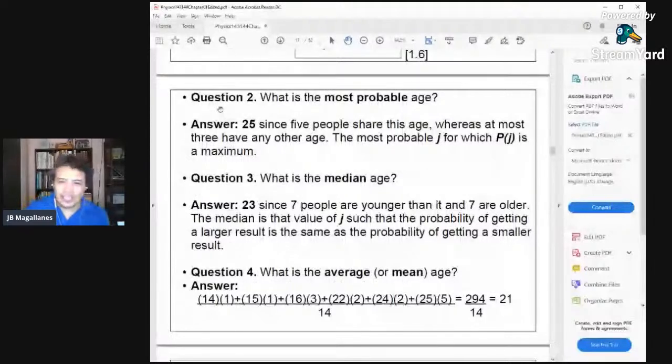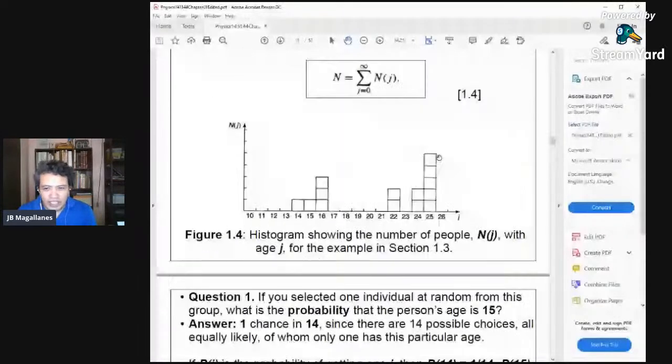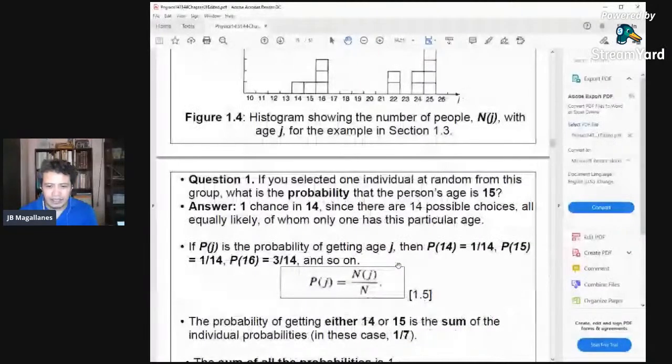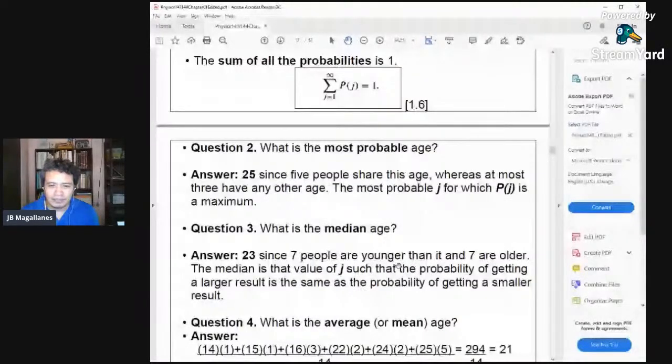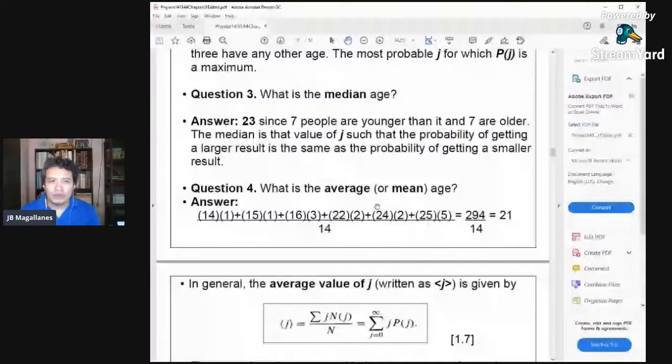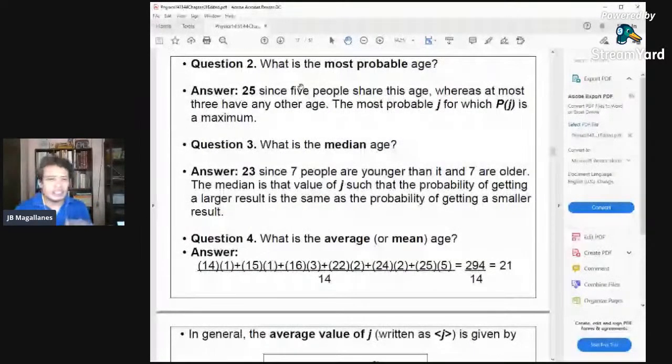So the next question: what is the most probable age? The probable age is 25, since 5 people share this age. According to the histogram, this is the most probable age. This is 5 over 14, the greatest probability that you can get in the sample. So what is the most probable age? It's 25.